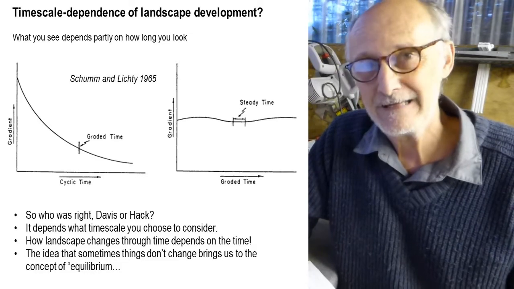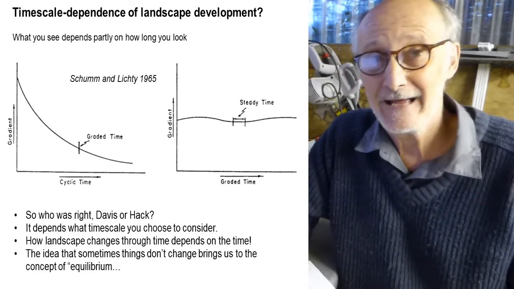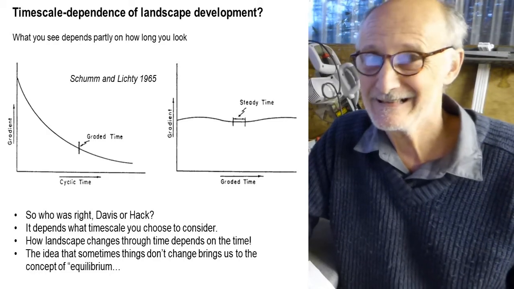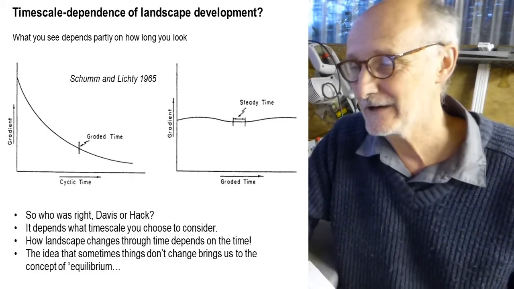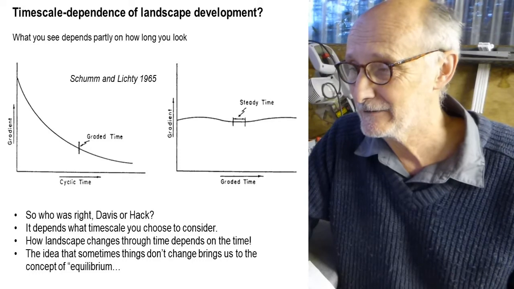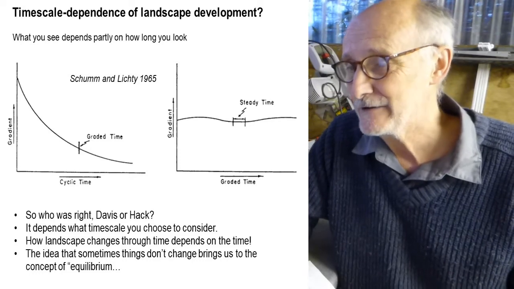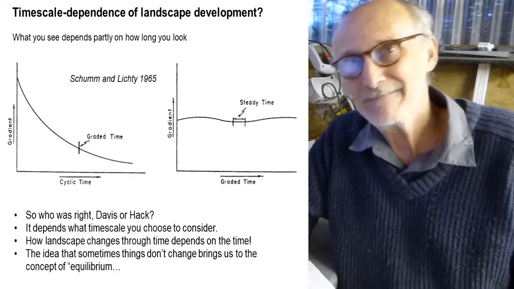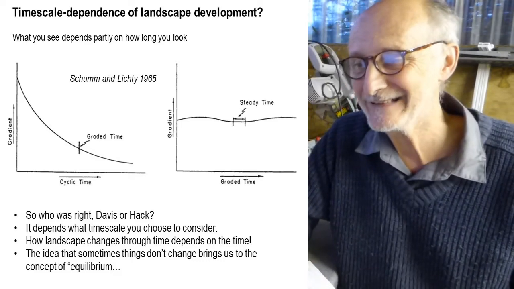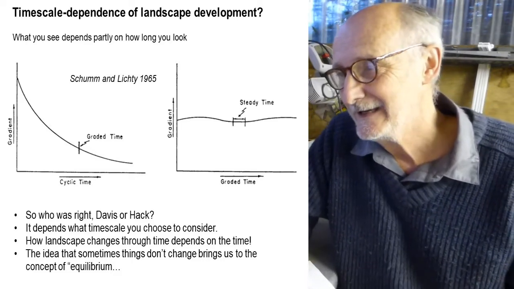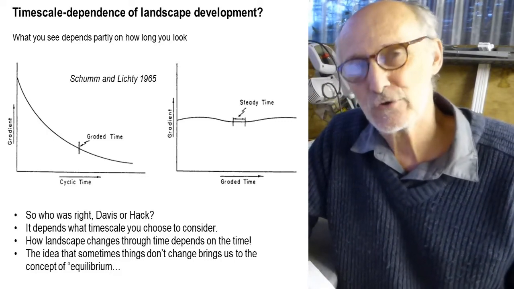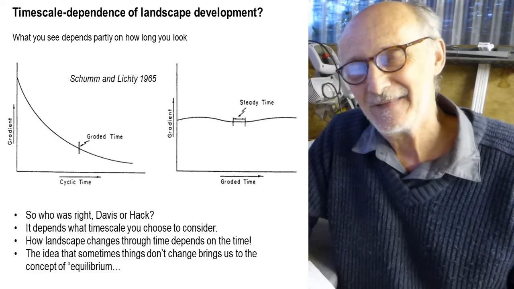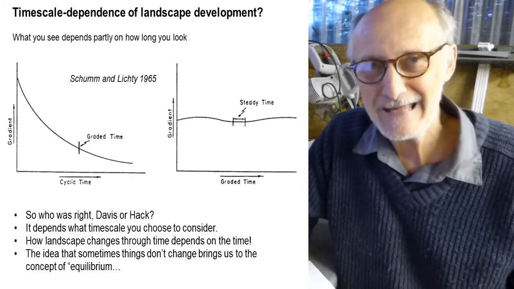So what you see depends partly on how long you look for. A bit like measuring the coastline of Britain. What you measure is going to depend on how closely you look, how closely you measure it. So how landscape changes over the course of time depends on the time scale that you're choosing to look at it over. And if you look at something over a short enough time scale, you won't see any change at all. And that brings us to this question of equilibrium.